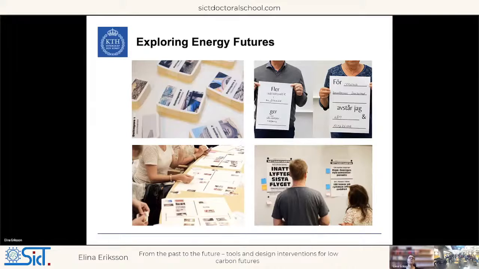And then we also used these headlines from a newspaper to provoke them to think about what the future would be. So that's in the lower right corner. And what it says in Swedish is, tonight, it's the last takeoff of an airplane. It doesn't say where or what kind of airplane it is, but it was super provoking for them to think that potentially we might not fly so much in the future.